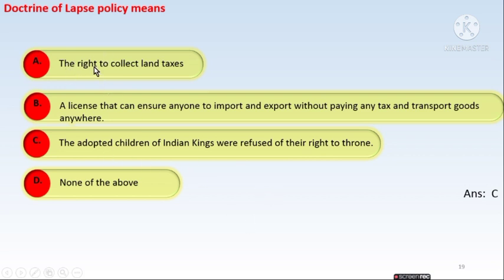So this is called the Diwani right and this is called the Dastak. As we learnt in the first chapter, the right to collect land taxes is called the Diwani right, and a license that can ensure anyone to import and export without paying any tax and transport goods anywhere is called the Dastak. And Doctrine of Lapse was that the adopted children of the Indian kings were refused their right to throne. Therefore, option C is the right answer.